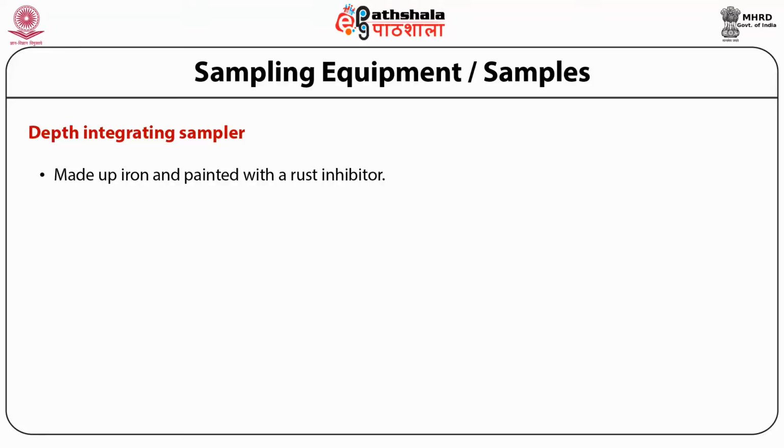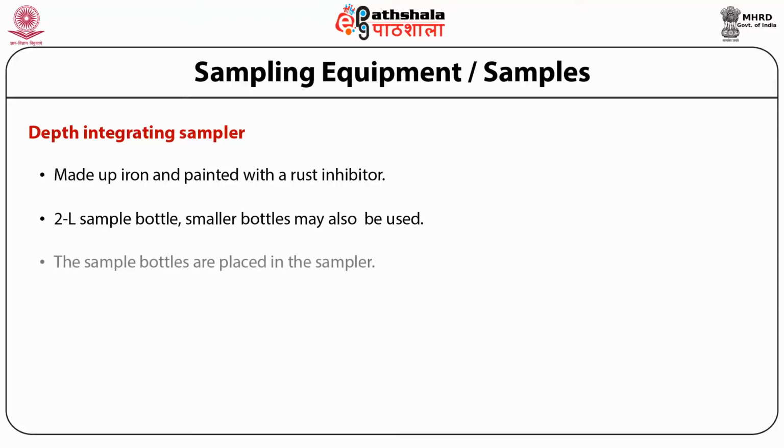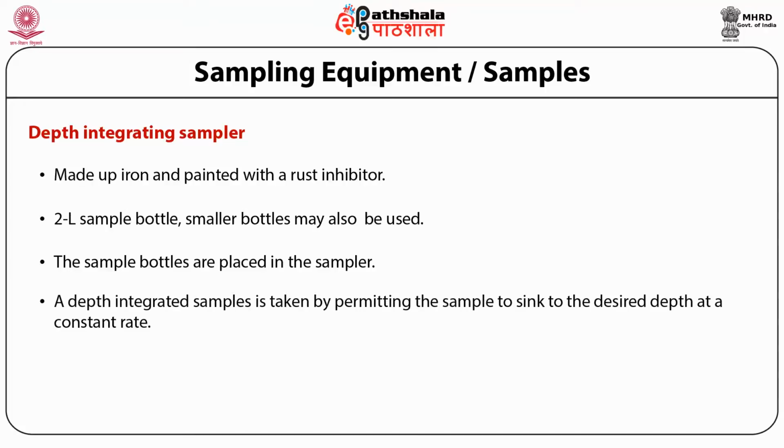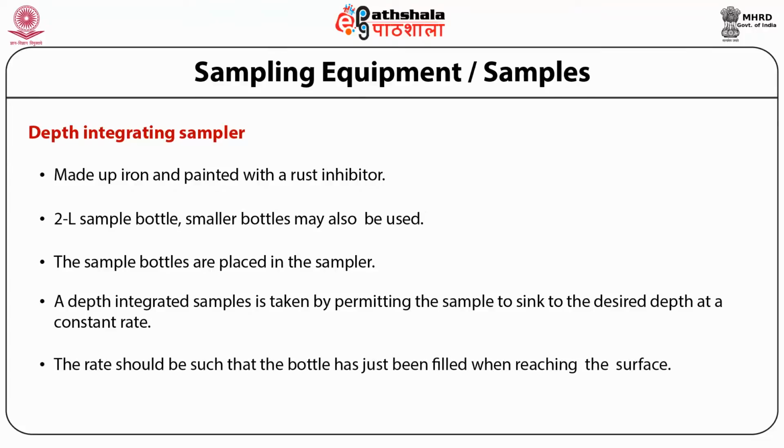Typically, this design permits the use of a 2-liter sample bottle when the bottleneck holder is in the upper position. A smaller bottle may be used when the holder is located in the lower position. The sample bottles are placed in the sampler and secured by the neck holder. A depth integrated sample is taken by permitting the sample to sink to the desired depth at a constant rate and then retrieving it at approximately the same rate. The rate should be such that the bottle has just been filled when reaching the surface.